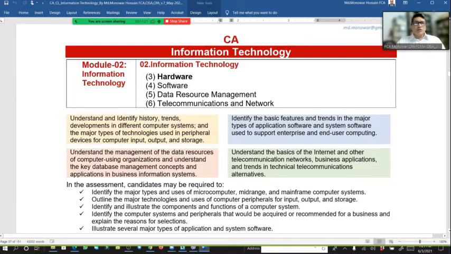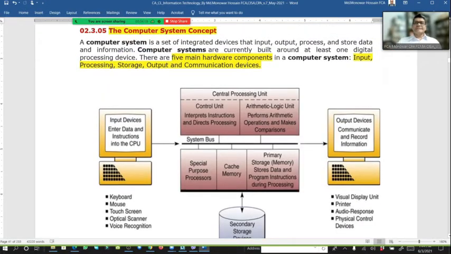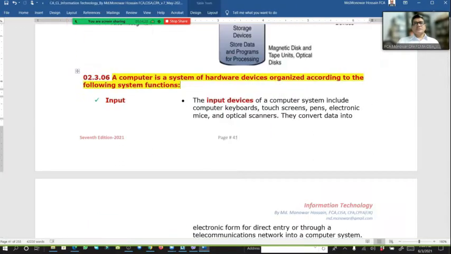Here in Module 2, Information Technology, that means Chapter 2. Within this chapter, we have 4 topics: hardware, software, data resource management, and telecommunication and network. We can say that the components of a computer system are 5: input, process, store, output, and communication device.